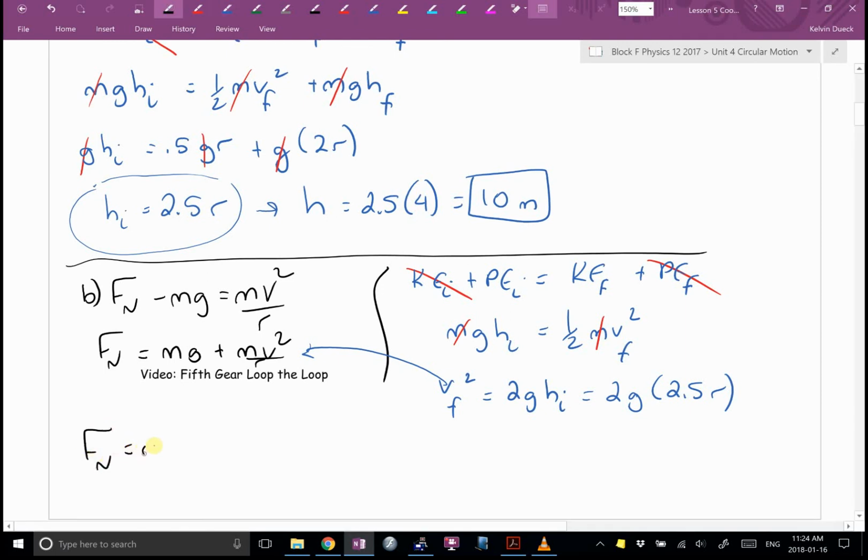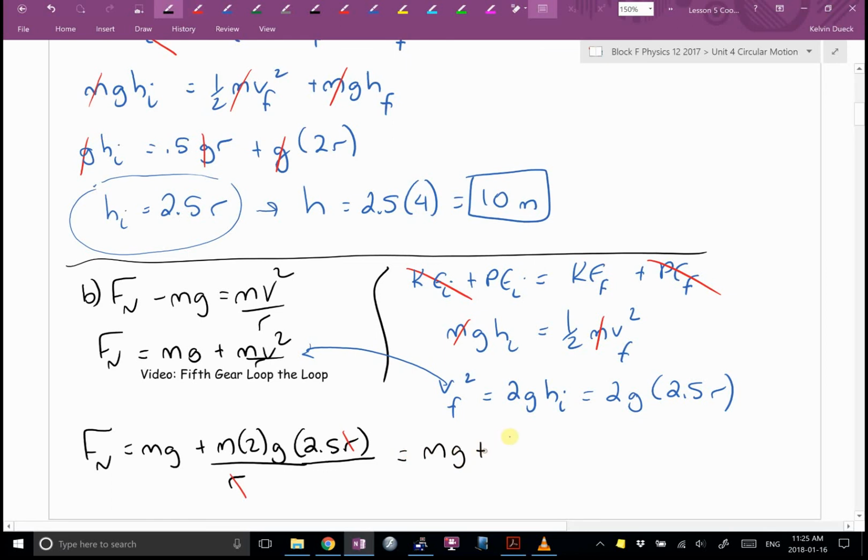We're going to get mg plus, there's an m, and there's an r on the bottom. But what am I going to write instead of v squared? 2g times 2.5r. Oh! In that second fraction, what happens to the r's? Because there's an r on the top and an r on the bottom and everything's being multiplied. So that was convenient. I do have a 2 times 2.5. Jaden, in your head, 2 times 2.5. So we get this.